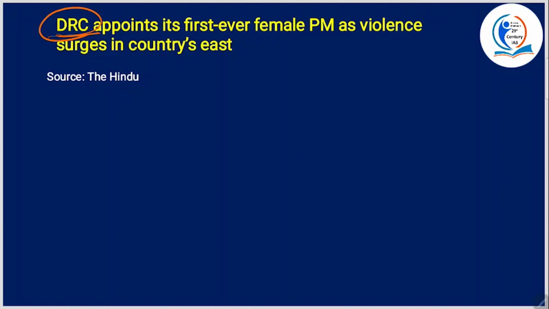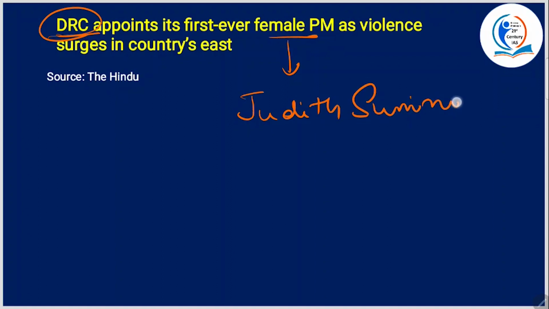DRC appoints its first ever female PM as violence surges in the country's east. What is DRC? Democratic Republic of Congo. Now, who is its first ever female prime minister? It is Judith Suminwa Tuluka. Okay, so she was the former planning minister, and now she will step into the role of prime minister.